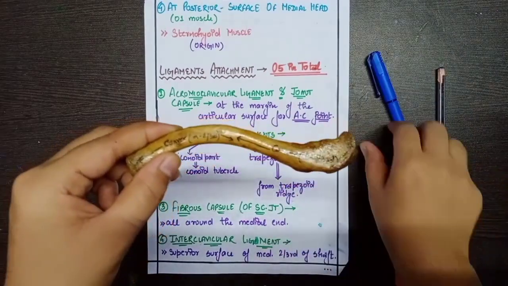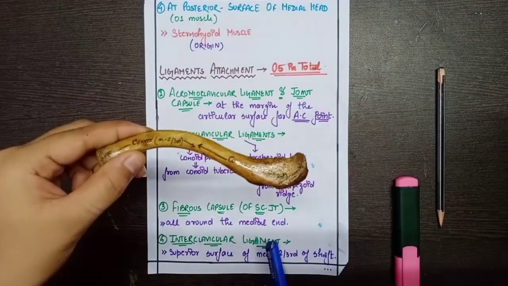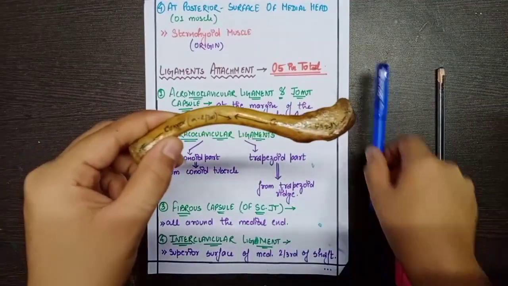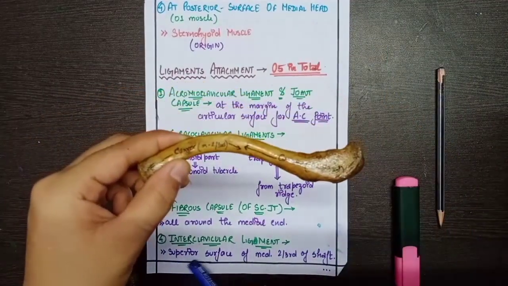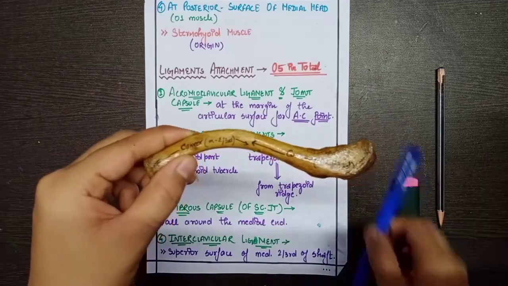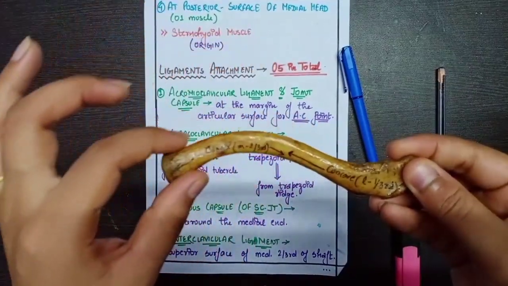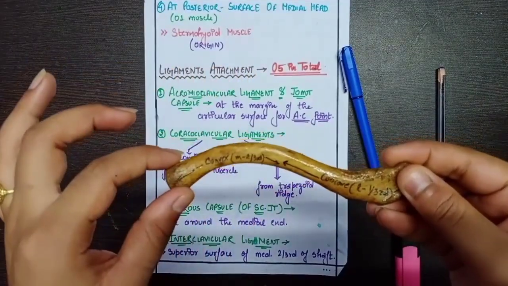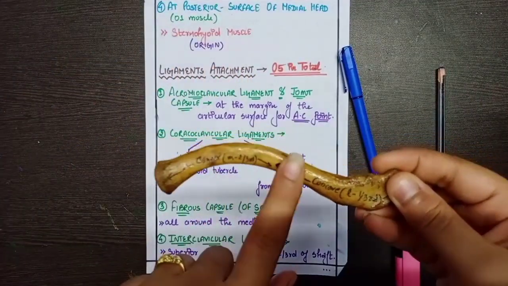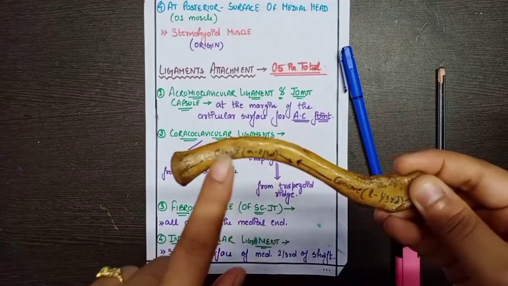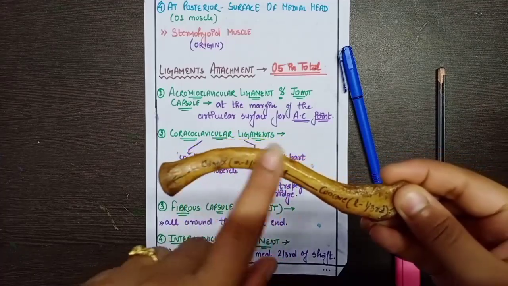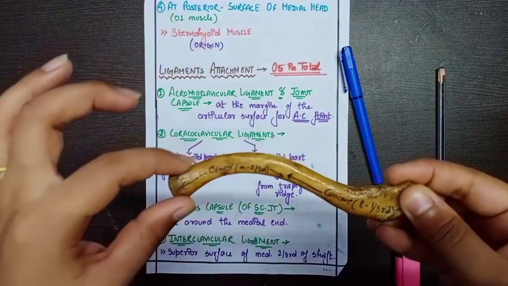Okay, the fourth one is your interclavicular ligament. This interclavicular ligament is attached on the superior surface of the medial 2/3 of the shaft. Now, which is the medial 2/3 of the shaft? This one, right? Medial 2/3 of the shaft, and this is the superior surface. So the interclavicular ligament is attached in the superior surface, this surface of the medial 2/3 of the shaft.